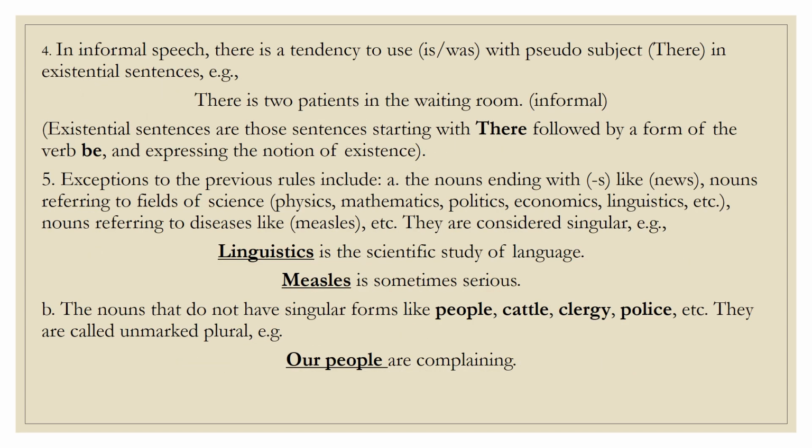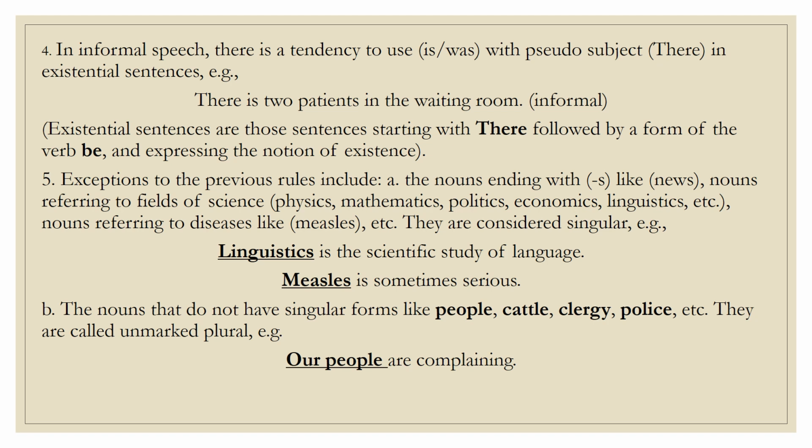Number 4, in informal speech, there is a tendency to use is or was with the pseudo subject there in existential sentences. For example, there is 2 patients in the waiting room. Remember, we said this is informal speech.